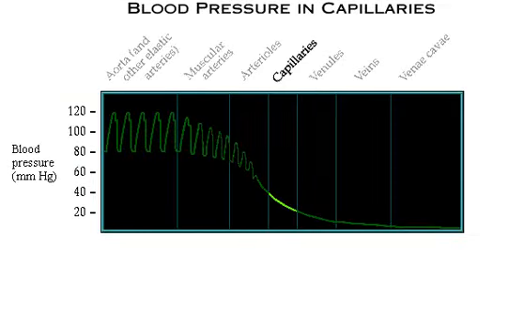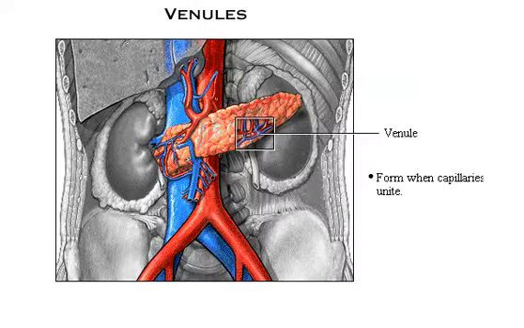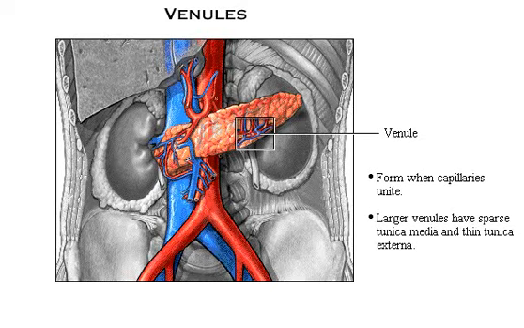In the graph of blood pressures, note that blood pressure is fairly low in the capillaries. High pressures would rupture the fragile capillaries and force solute-containing fluids out of the bloodstream into the interstitial space. Venules are formed when capillaries unite. In larger venules, both a sparse tunica media and a thin tunica externa are present.